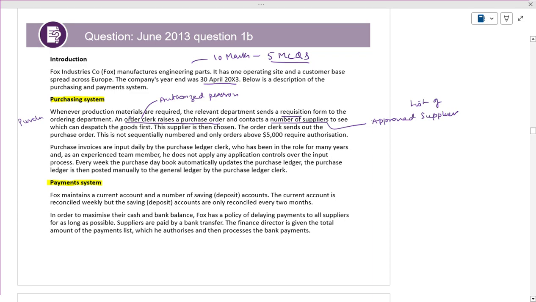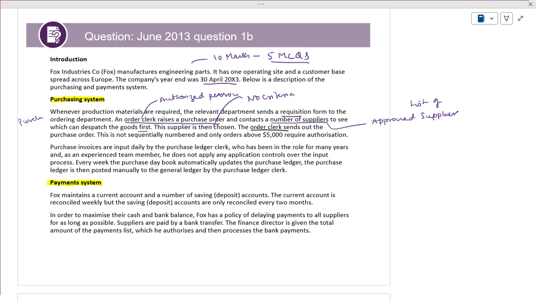There is no number of suppliers, and who can dispatch first is not the criteria. That's not like that. We cannot do that. Thus, this supplier is then chosen. We are sending to a number of suppliers, and whoever supplies first is chosen, so there is no criteria. Is it right? There is no criteria. The order clerk sends out the purchase order.